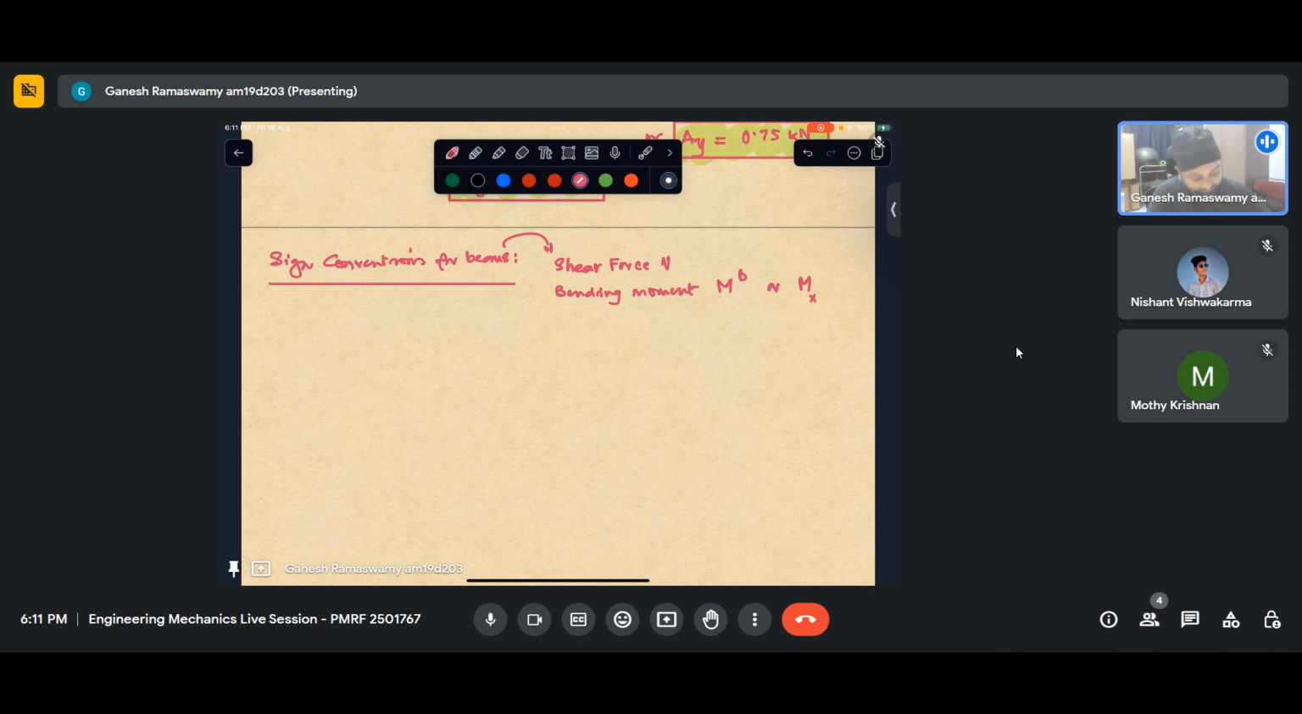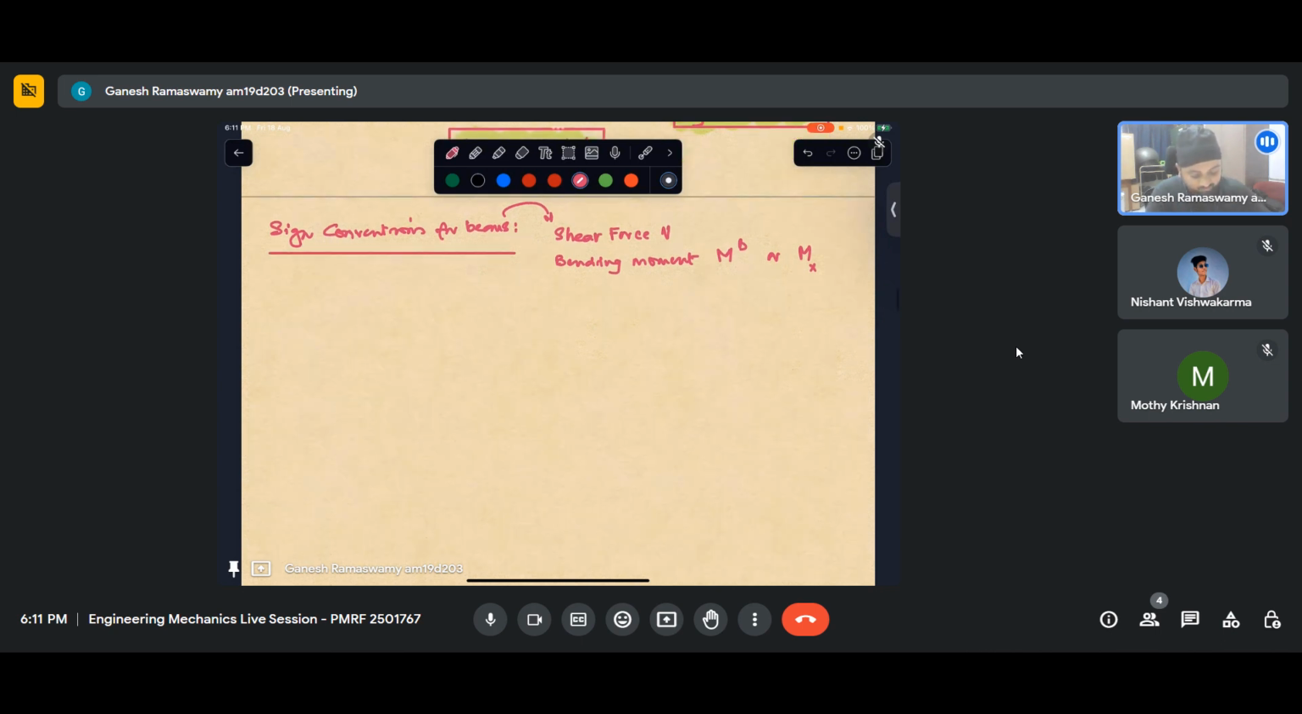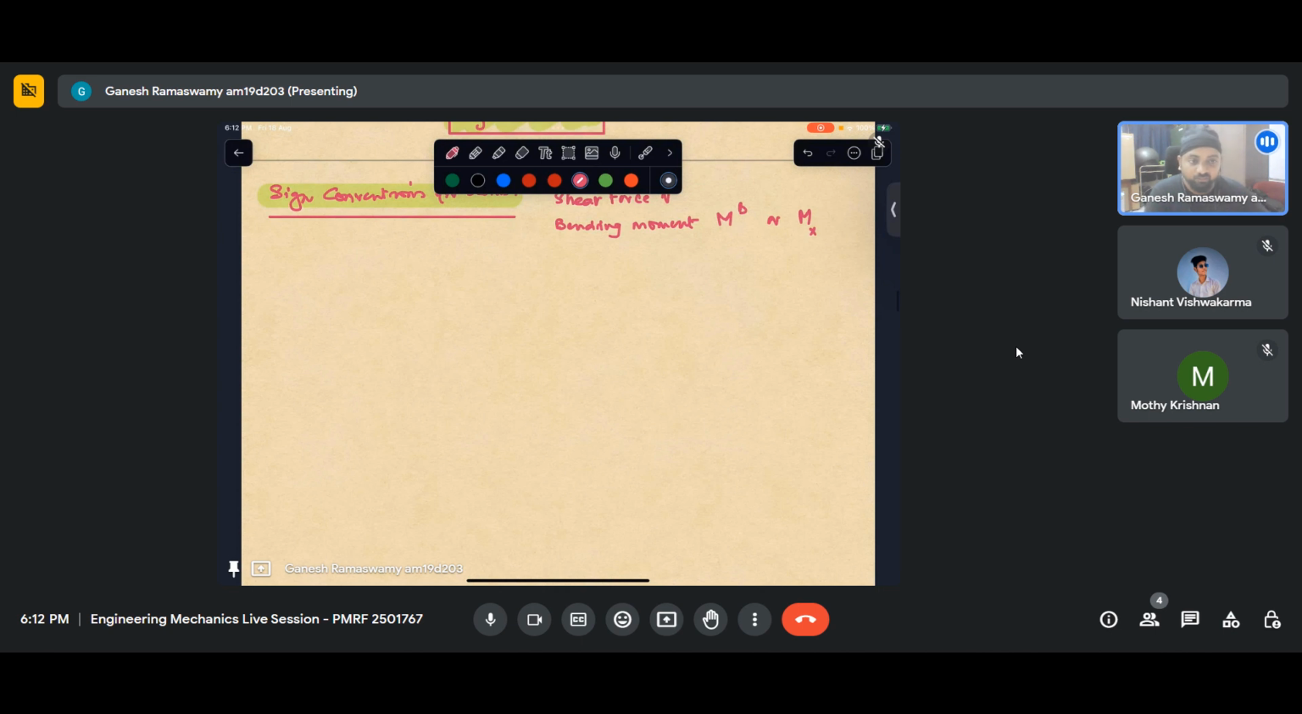So there is something that we need to focus on here, which is the sign convention for beams. We have been seeing till now that when we write a position vector A with respect to C, or when we write any vector, for example A with respect to C, this implies that the origin is at C. So this is a convention.